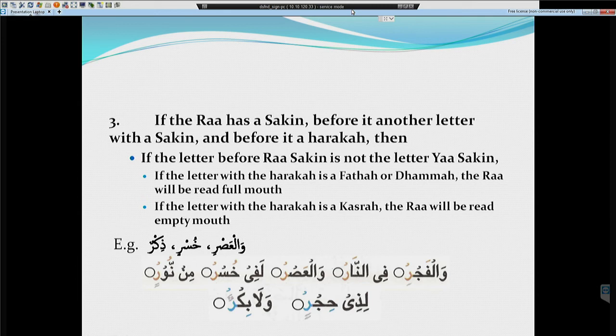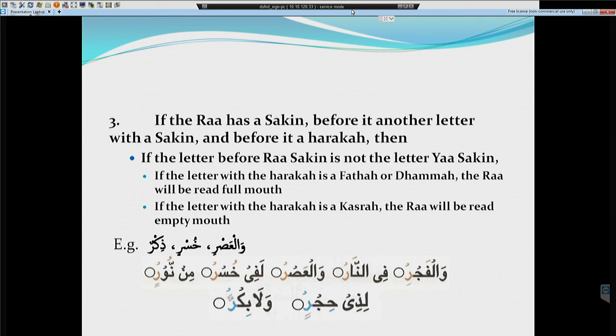Now there are examples over here in Surah Al-Fajr. It's wal fajr. You don't say wal fajr, like Fajr ki salah. No, you don't say fajr, you say fajr. Wal fajr. Fin nar. Wal asr. La fi khusr. Min nur. These are all examples for full mouth.